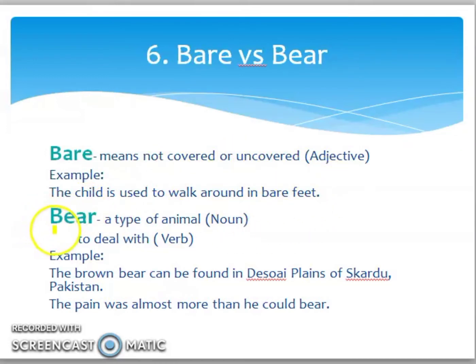The second word, bear, means a type of animal. As a noun, bear means a type of animal. I have noticed that some people pronounce it as beer. It's not beer, it's bear. As a verb, it also means to deal with. Okay, let's use it in sentences. The brown bear can be found in the plains of Skardu, Pakistan. Now, brown bear here is used as a noun.